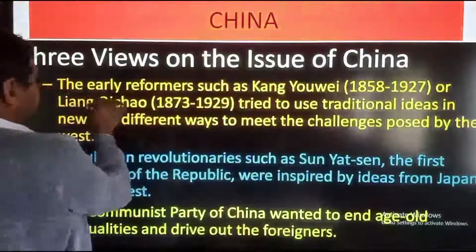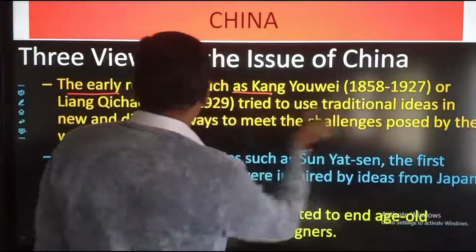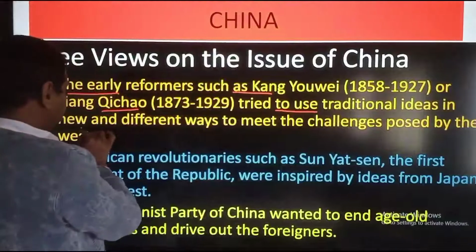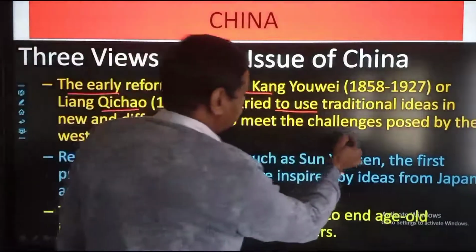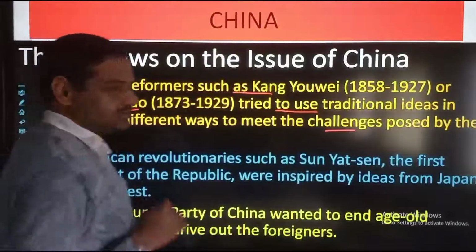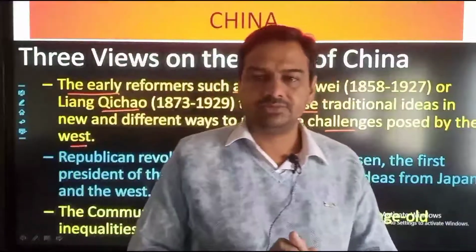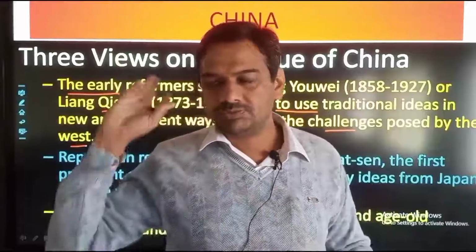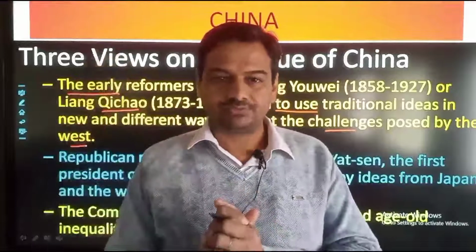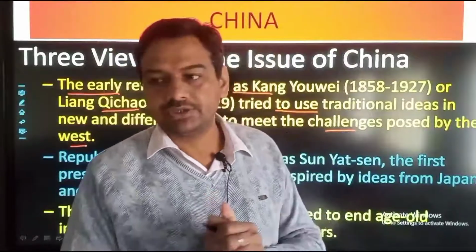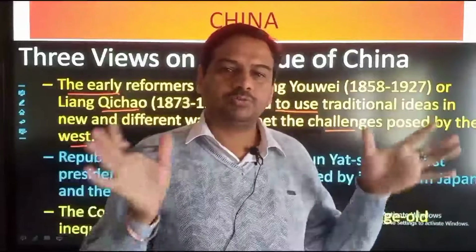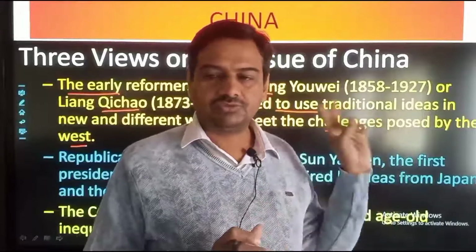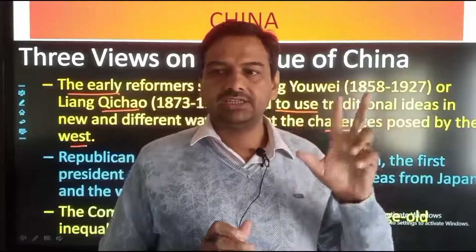First of all, the early reformers such as Kang Youwei or Liang Qichao tried to use traditional ideas in new and different ways to meet the challenges posed by the West. Western powers became very powerful at that time. India was also a colony at that time, and the Qing dynasty was ruling China. So these were the Qing reformers. Qing was a dynasty which was ruling in China. So they wanted that reformation should be done within the present government system and it should be modernized. So these were the two reformers, Kang Youwei and Liang Qichao.